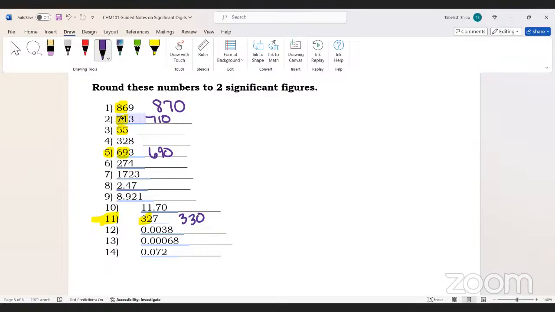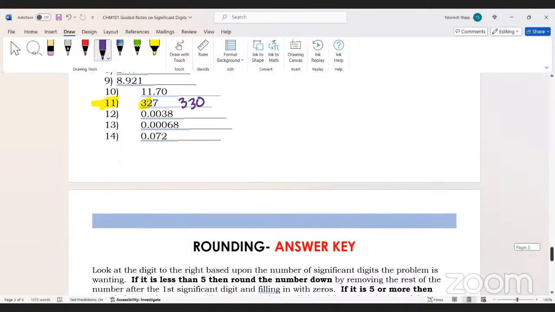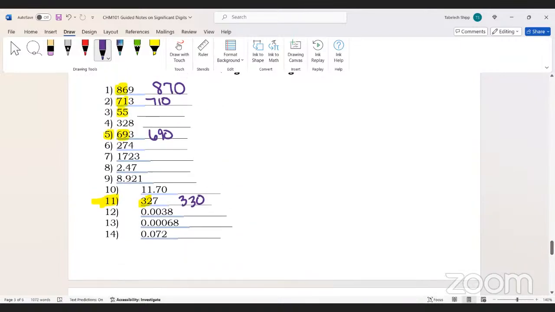Okay. Y'all want to pick one more to do? Give me one more example. Pick a number. Number 13. All right, let's do it. Again, you only need two of those numbers, and guess what? This answer is just going to stay put. 0.00068. So in other words, it did not change.